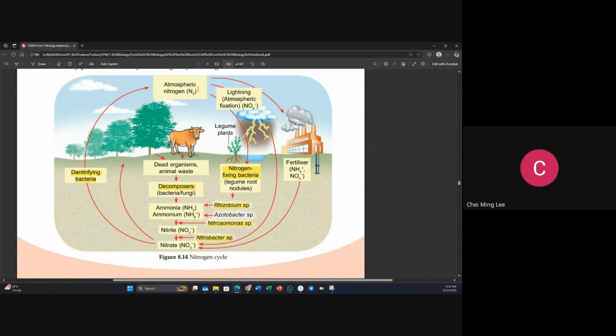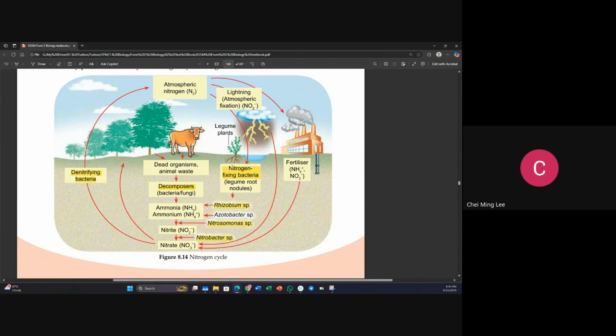So we start from the atmosphere. During the night, during the lightning, the atmospheric nitrogen will undergo nitrogen fixation through the lightning, and go into the soil, and some of it will be used to make fertilizer as well, and naturally it will be absorbed by the legume plant.